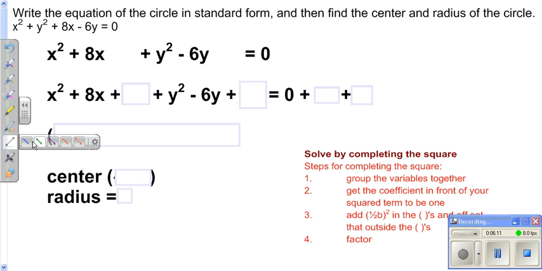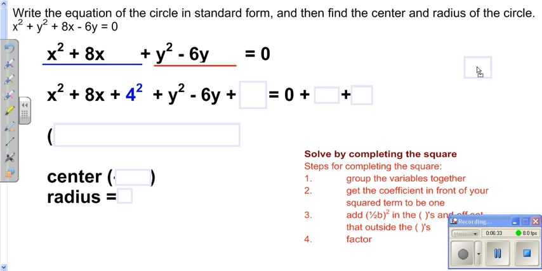So you want to go ahead and rewrite this so you have the x's together, and then you want to put the y's together. If you had any number added or subtracted to the x's and y's without any variables, you'd want to take it to the other side. Well, completing the square: you want to take half of your 8, which is 4, and square it. And if we added that to the left of the equal sign, we'd also have to add it to the right of the equal sign.